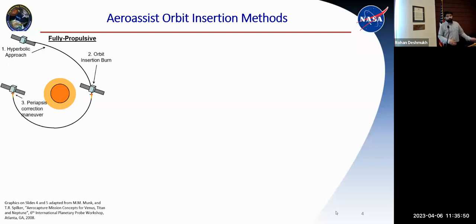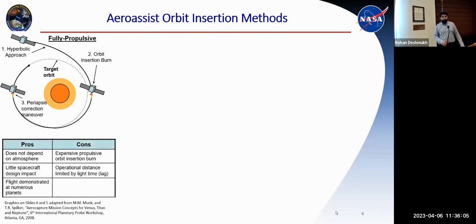You do that burn, and then once you capture into your orbit, you then do a burn to basically clean up and get into your target orbit. So that's the general method that's used for main orbit insertion. I listed here a few pros and cons. I actually took a lot of this from Michelle Monk's slides, so a lot of the credit is to her. But in general, the key takeaway I wanted to stress about fully propulsive methods is, depending on what planet you go to and what orbit you're trying to get to, that orbit insertion burn can be very expensive. So if we can utilize the planet's atmosphere to help us reduce that delta V, then that can help us save propellant.